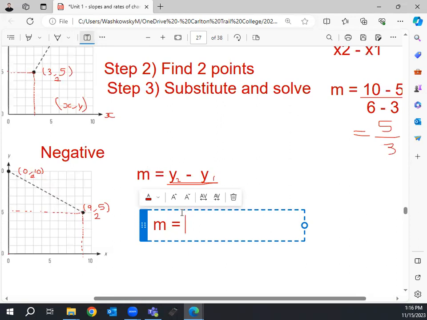So m is equal to, what's my y2? We're going to pick on Tamara. You're not Tamara? Oh, sorry.